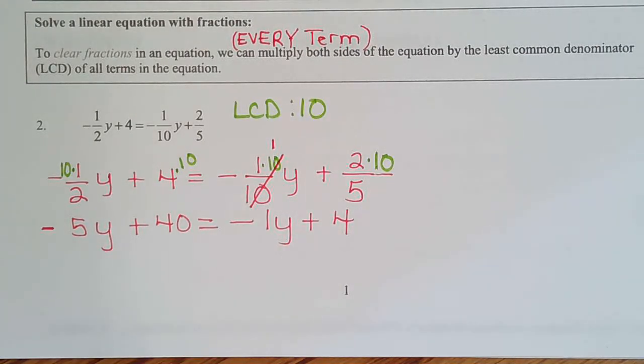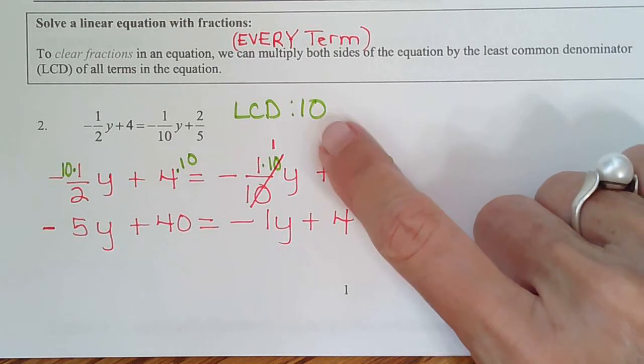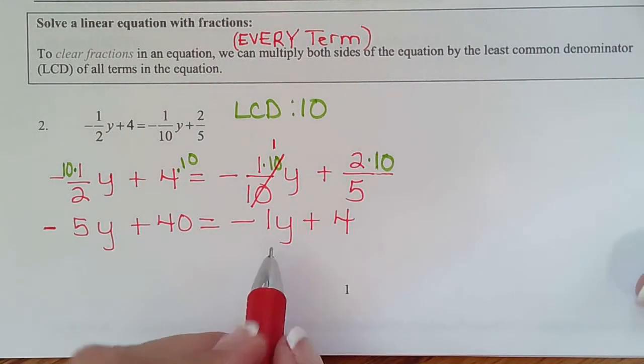Okay, so here's our new equation. What do you notice about it? Boom, no fractions. How amazing is that? There is not a single fraction left in it. So this method is awesome. Awesome, awesome.